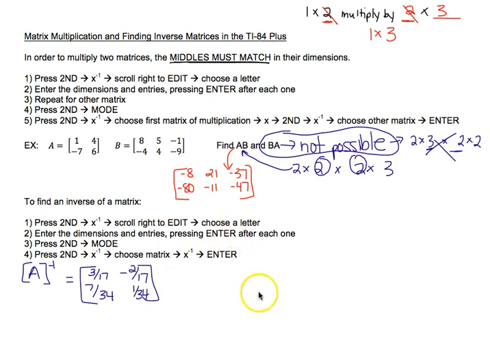Now, just so you know, some matrices do not have inverses. So if you get an error message, then it could be that the inverse for that particular matrix is just not possible.